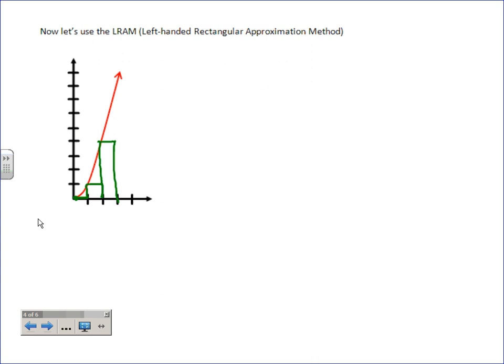So this particular one, do you think it's going to be more accurate than the last one or less now that you see the picture? Less accurate, but it's also going to be less than the actual area, correct, in this case? Well, let's find out how close it is.